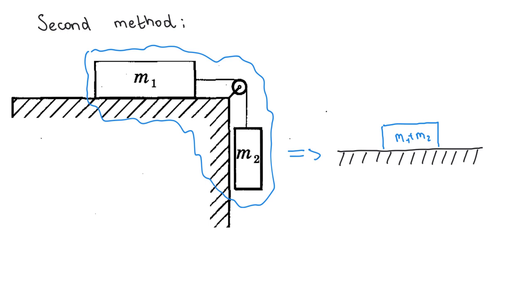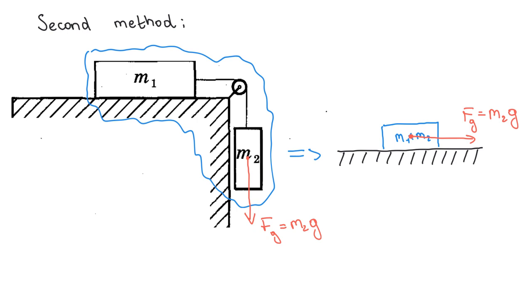Now we need to answer two questions. What forces move the object and what forces resist the movement? We can see that only the force of gravity m2g moves our object, and there are no forces resisting the motion. So we write down Newton's equation of motion as follows.